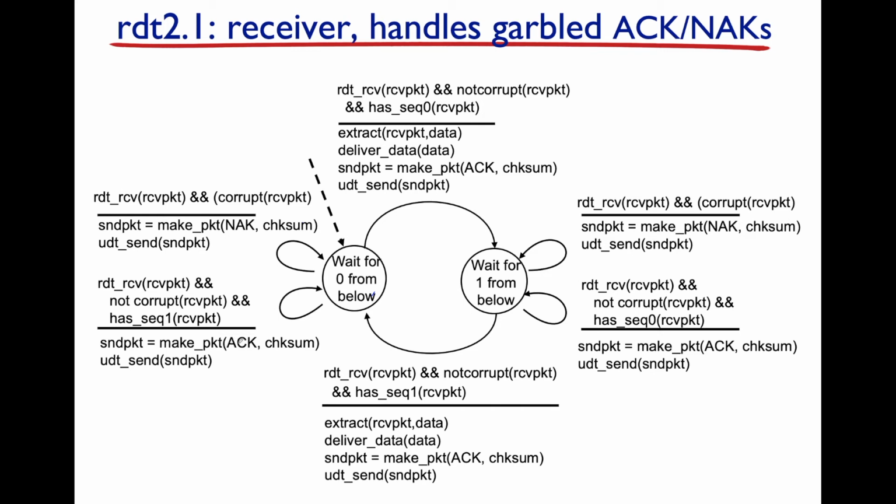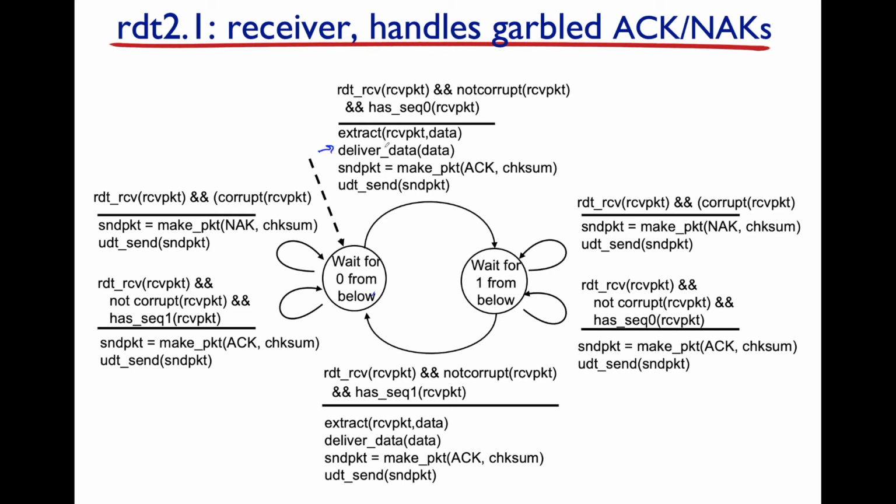So I'm just going to make a packet to ACK that and do the UDT send. Now this transition to get to the next state, wait for 1 from below by the receiver, that's when you receive the packet. It's not corrupt, and it has sequence number 0. So what do you do? You extract the data, and you notice here, you deliver the data.